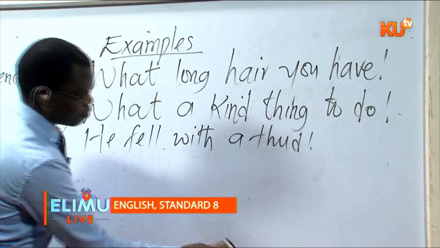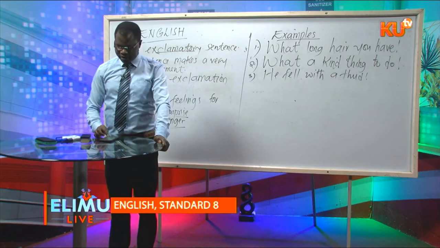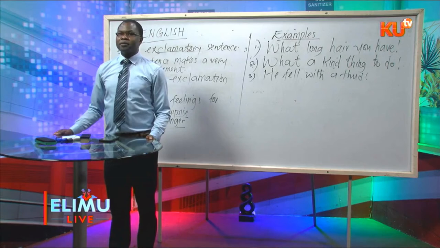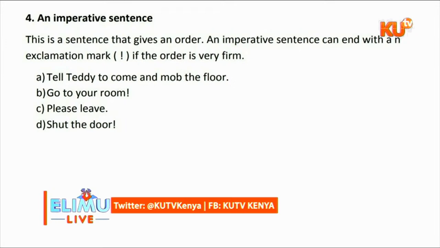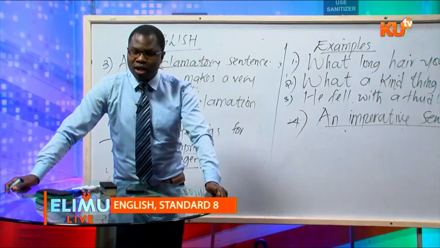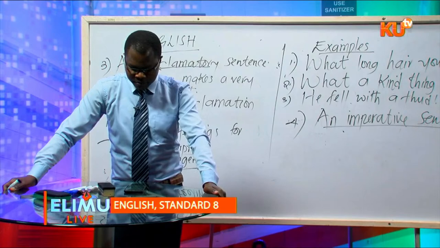Then I want us to move to the last type of sentence, and this sentence is called an imperative sentence. Sentence number four of the types, an imperative. What is an imperative sentence? An imperative sentence is a sentence that gives an order. An imperative sentence ends with an exclamation mark, just like exclamatory, if that order is very firm.